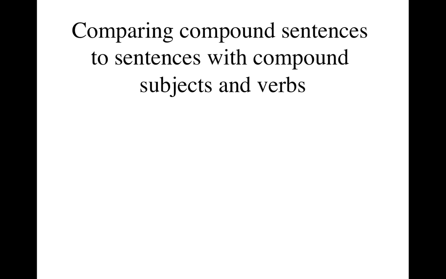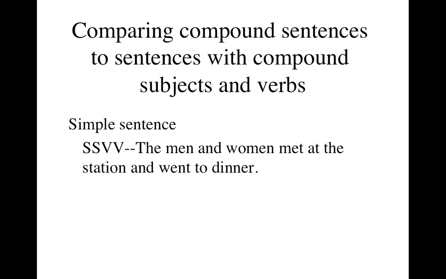And now just to show you an example of the difference between a compound sentence and a sentence with compound subjects and verbs, take a look at this example. In a simple sentence, you have an SSVV. Notice the 2 S's are together and the 2 V's are together. You have the men and women met at the station and went to dinner, right? And if you look at that there, you have met at the station, went to dinner. Who or what met and went to dinner? The men and women. SSVV. The subjects are together and the verbs are together. Subjects are separated by and, the verbs are separated by and.